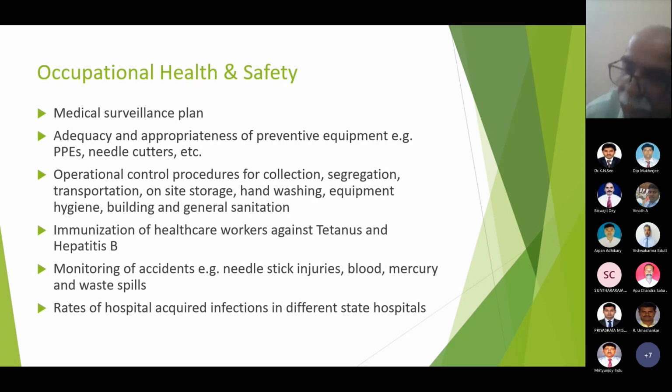So there has to be a system for the monitoring of these type of accidents. And then on a broader scale, we have to monitor the rate of hospital-acquired infections in different hospitals that can act as a proxy indicator of the effectiveness of the occupational health and safety, as well as a direct indicator of the patient safety and the quality of the healthcare. So these are the aspects under the occupational health and safety that need to be in place.